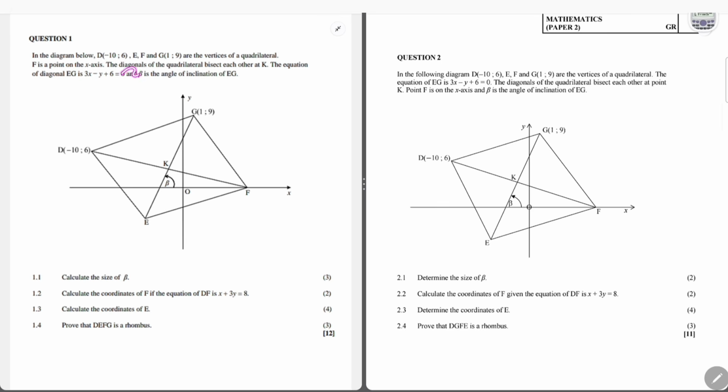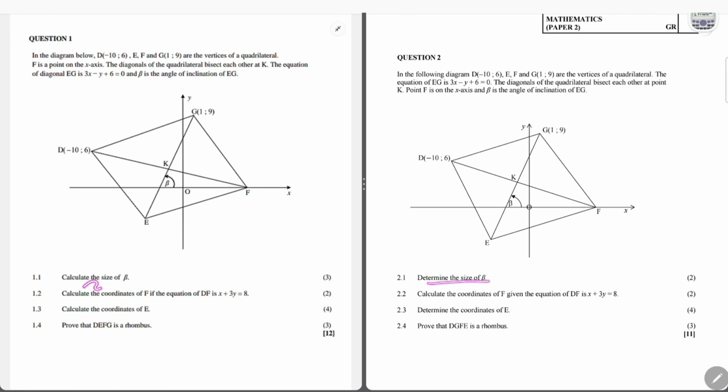There are some things that have been changed here and there. Instead of saying F is a point on the x-axis immediately, here they started by telling you the equation of EG was 3x - y + 6 = 0. The exact same thing. The diagonals also bisect each other at K, but here they say at point K. So everything's exactly the same. The questions are also identical.